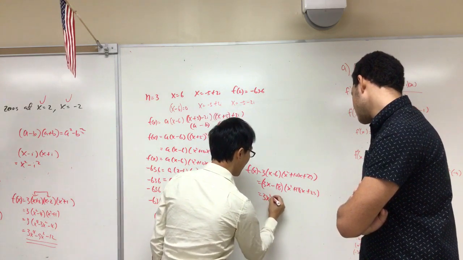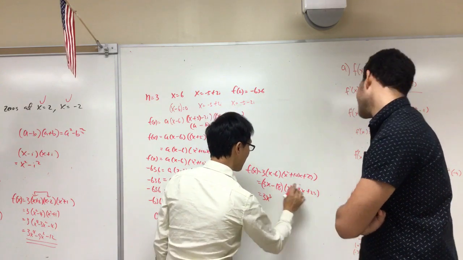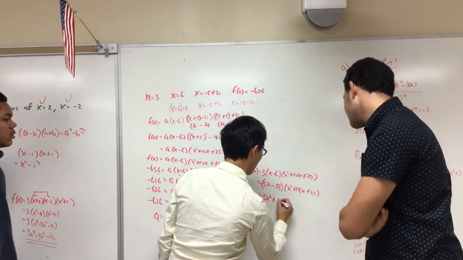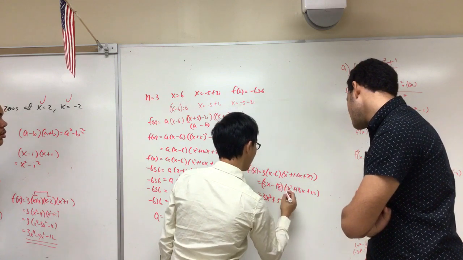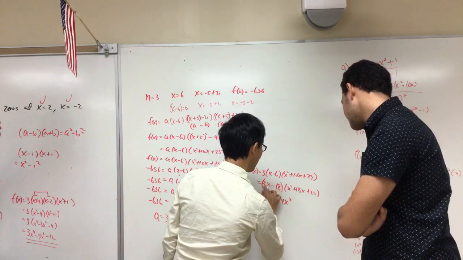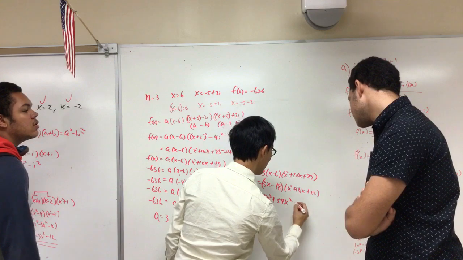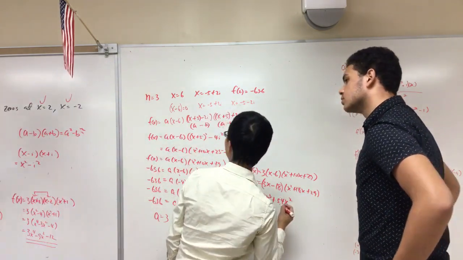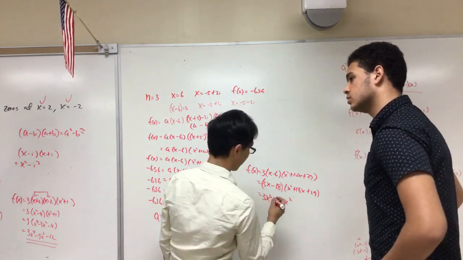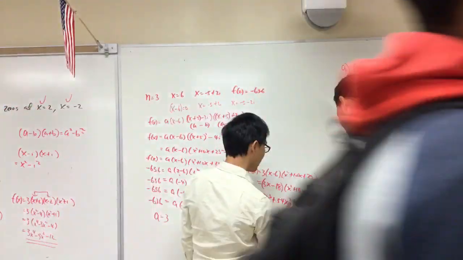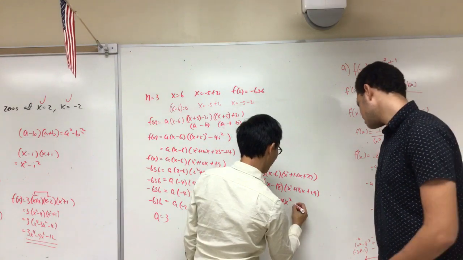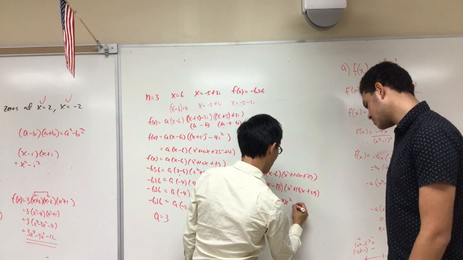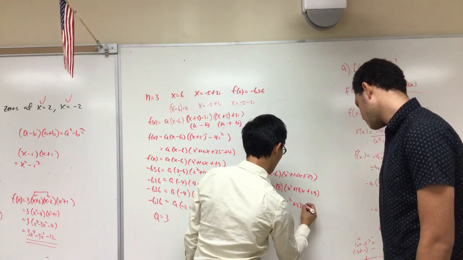So f of x is equal to 3 times x minus 6, x squared plus 10x plus 29. And then you FOIL this, which is 3x cubed, plus 54x squared, and then plus 3 times 29, 87x.